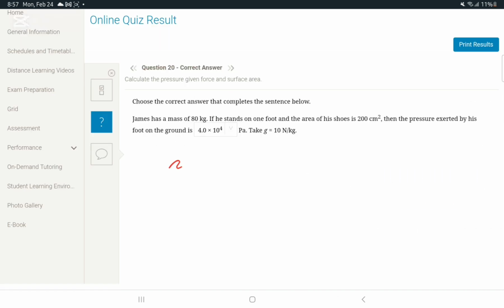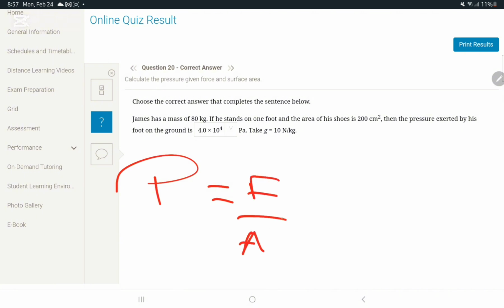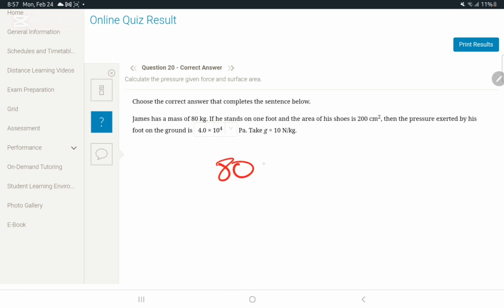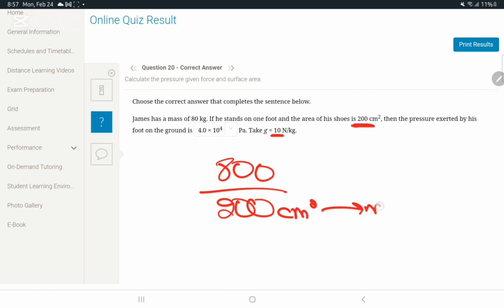Now for this question, pressure is equal to the force over the area. The force is mg, and you have the mass, which is 80 times g, which is 10. So 80 times 10 is 800, divided by the area of the shoes. It's 200 centimeters squared. Convert to meters squared.